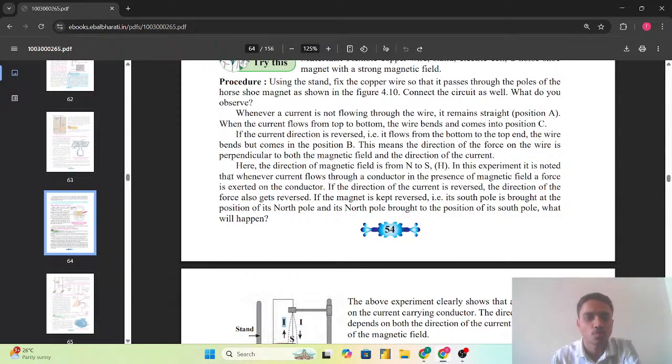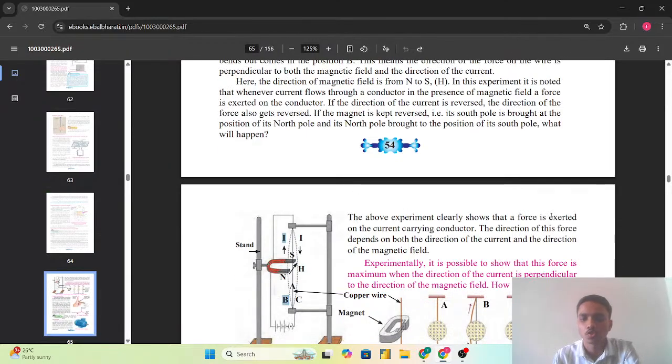In this experiment, it is noted that whenever current flows through a conductor in the presence of the magnetic field, a force is exerted on the conductor. If the direction of the current is reversed, the direction of the force also gets reversed. If the magnet is kept reversed, that is, the south pole is brought at the position of its north pole, and its north pole brought to the position of the south pole, what will happen?